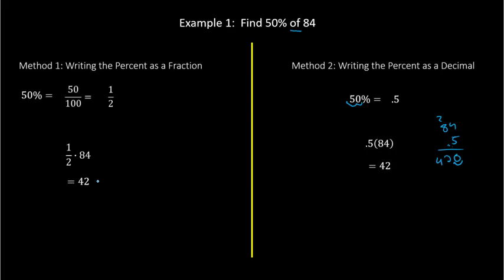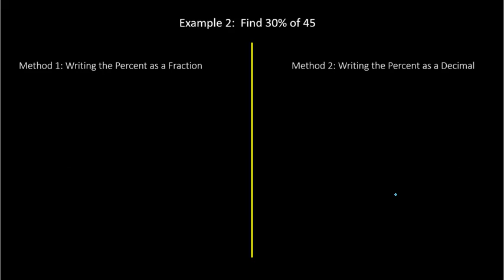So notice we get the same answer with both methods. Now sometimes converting to a fraction will be simpler. Sometimes converting to a decimal will be simpler. You have to look at the problem and see which one would be a simpler multiplication problem.